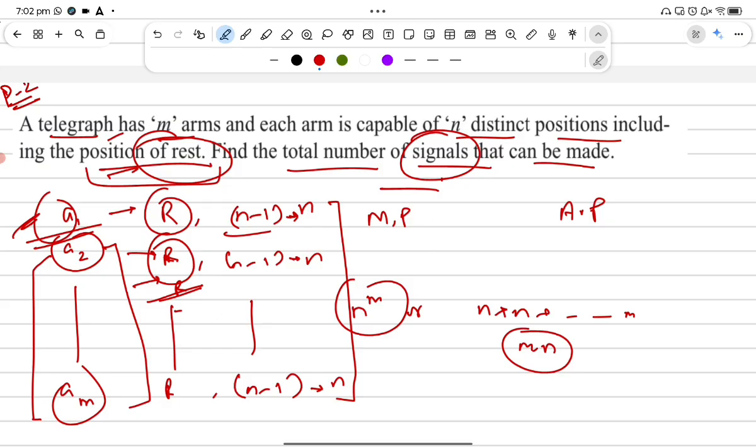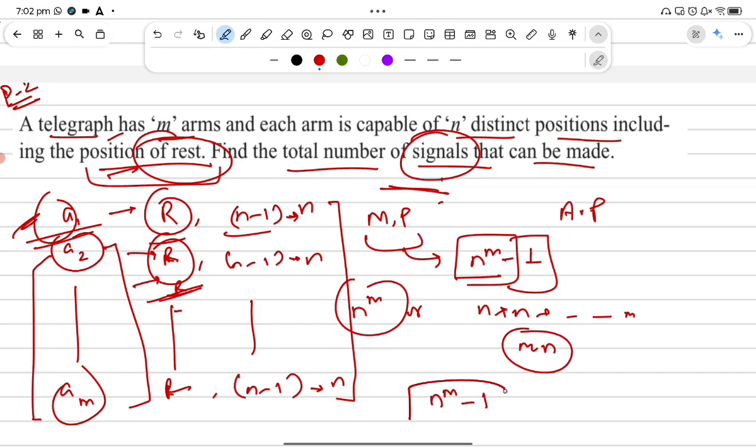So what will we do? We'll do the multiplication principle, since each of the subtasks is like choosing some sort of action. So we'll say n to the power m, this is the total. Now there will be a case when each of these arms chooses the position rest. And that is when no signal will be made. So that one case we'll have to subtract from here. So the answer would be n raised to power m minus 1. Sweet.